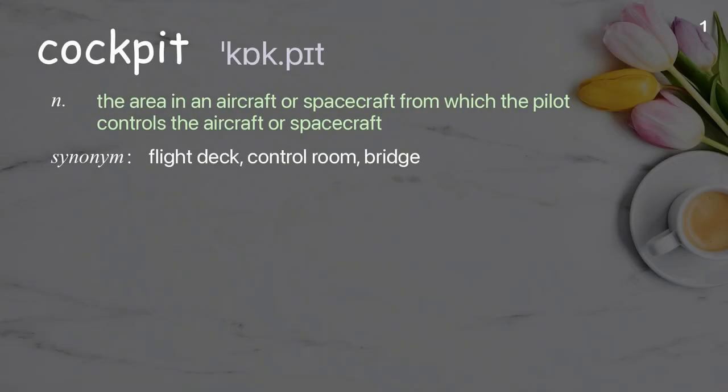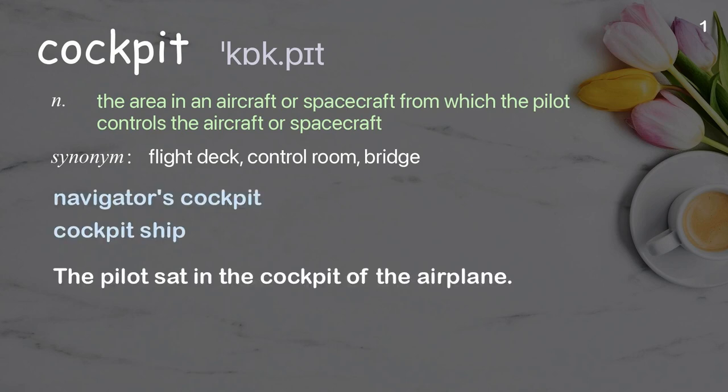Cockpit. The area in an aircraft or spacecraft from which the pilot controls the aircraft or spacecraft. Examples: Navigator's cockpit. Cockpit ship. The pilot sat in the cockpit of the airplane.